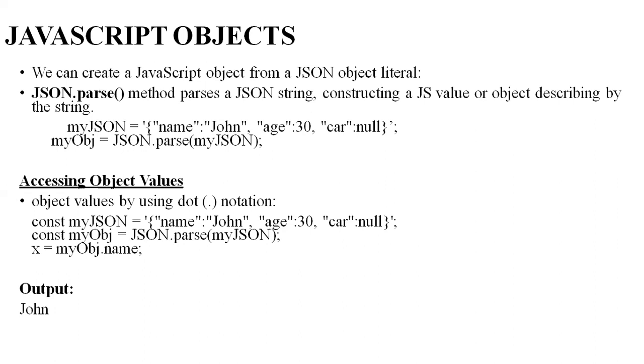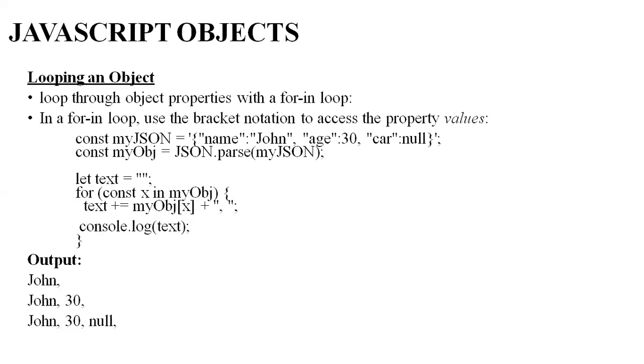How can we access the object values in JSON? We access the object value by using the dot notation. const is a keyword, myJSON: name is John, age is 30, car is null. const myObj with the JSON.parse method, with the parameter myJSON, x equal to myObj.name. For that, John is the output.